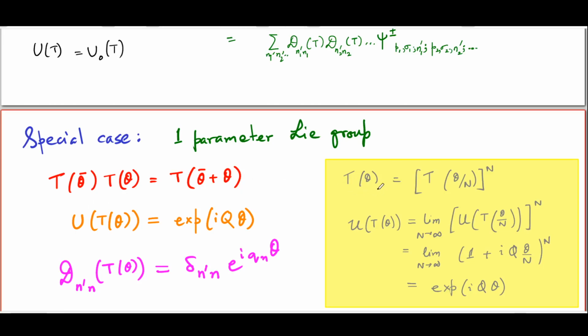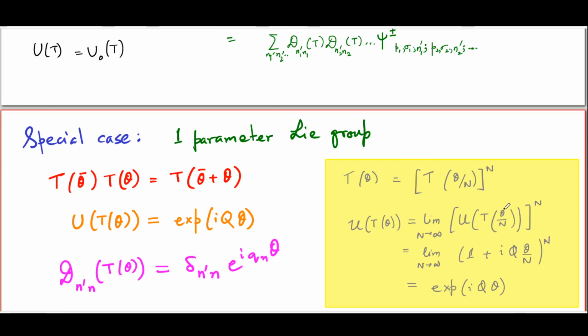Just to see how that comes about, let's point out that if this is true, then you can get to T of theta by just doing a transformation with parameter theta by n times. So you can take T of theta by n, repeat that n times, that is the same as raising it to the power n, and you will get T of theta. And because U's mimic the same multiplication rule that T's do, U of T of theta will also be U of T of theta by n raised to the power n. In particular, it will be equal to the limit of this quantity as n goes to infinity.